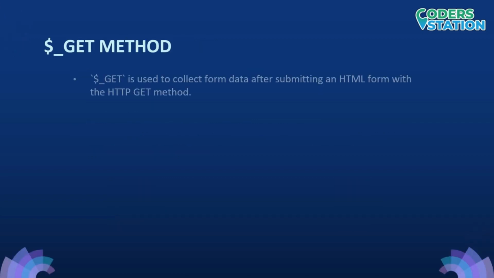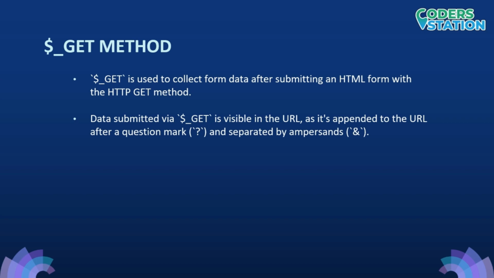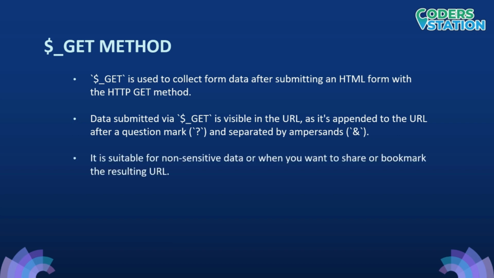$_GET is used to collect form data after submitting an HTML form with the HTTP GET method. Data submitted via $_GET is visible in the URL, as it is appended to the URL after a question mark and separated by ampersands. Like the fields of the form are appended to the URL, so the information that we are sending through the form is visible in the URL if we use the GET method. Then it is suitable for non-sensitive data or where you want to share or bookmark the resulting URL, because it is visible when you are working with the GET method.